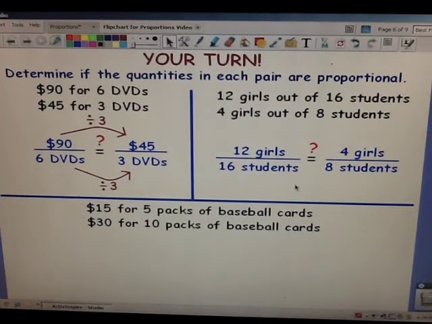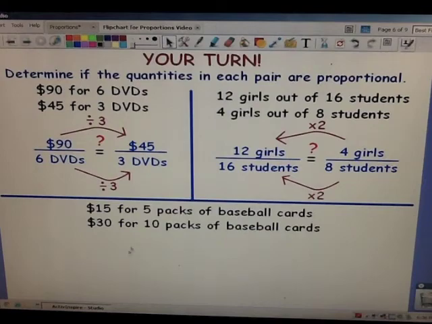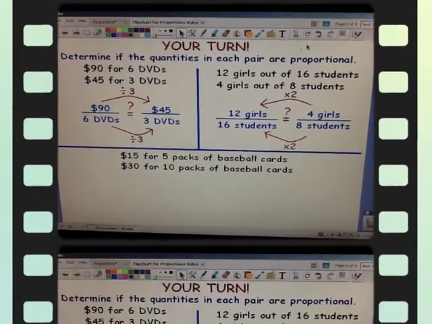That's my question. Okay, so using the scale factor, I'm going to go backwards. And I'm going to go from 8 students to 16 students by multiplying by a scale factor of 2. Do the same thing. 4 times 2, does that equal 12? No, it does not. Therefore, these two rates are not proportional. They are not equal. Okay, I'd like for you to go ahead and do this last example on your own. Set up your proportion, find the scale factor, use the scale factor, determine if they're equal. Once you have your answer, come back and check.